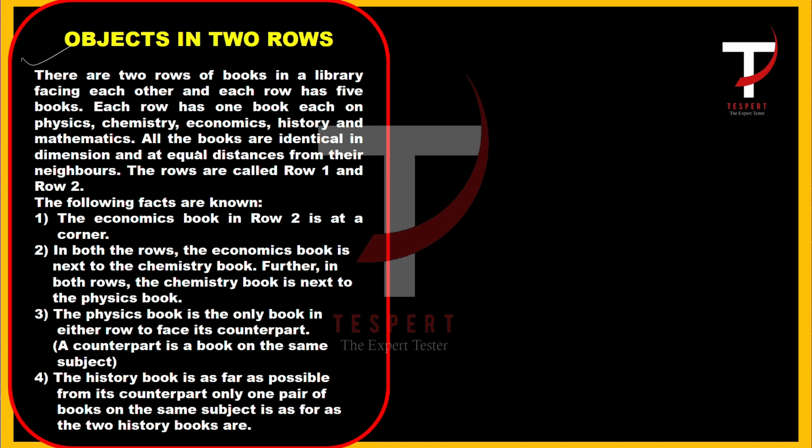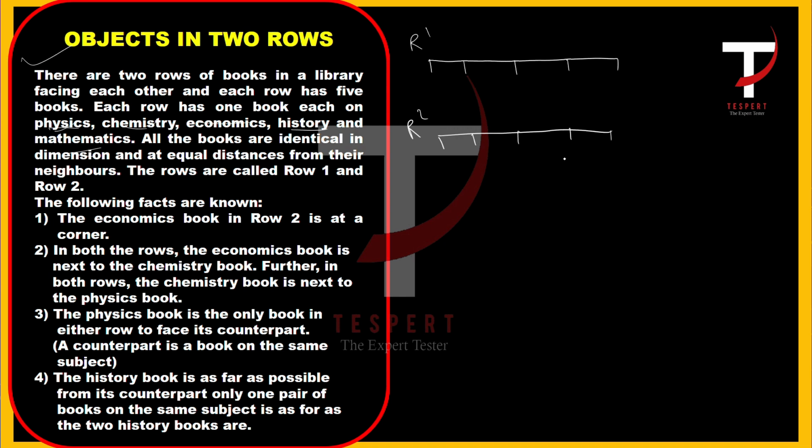So there are two rows of books in a library facing each other, and each row has five books. Each row has one book each on physics, chemistry, economics, history and mathematics. So there are five books in each row, and all the books are identical in dimension and at equal distances from their neighbors. So we will take row 1 and row 2, with 5 slots each.